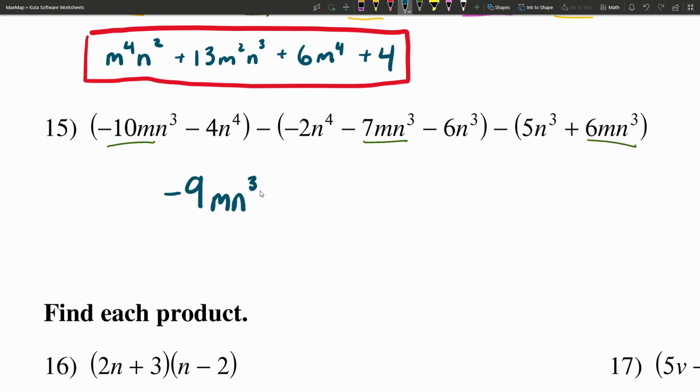So now that we've taken care of those terms, our next highest degree is an n to the 4th. So we can see that we have n to the 4th here, here, and that's it. Two separate times. So negative 4 n to the 4th minus the negative 2 n to the 4th is negative 4 n to the 4th plus 2 n to the 4th, which is negative 2 n to the 4th.